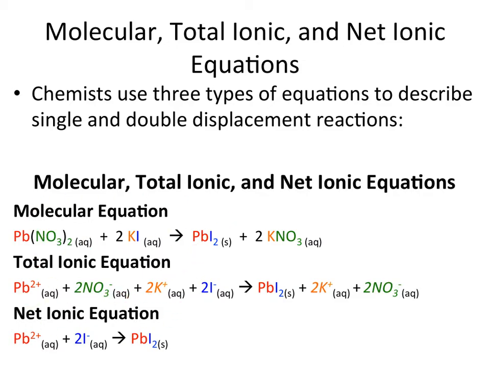Our molecular equation really shows all the compounds and elements as they are. They show the states, they show their balanced coefficients, etc. So this is our balanced chemical equation. We could just call it a molecular equation in this case.